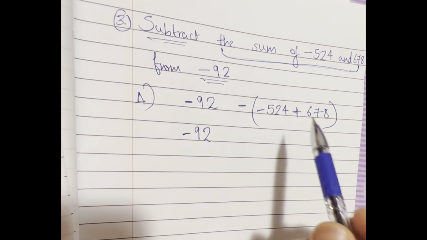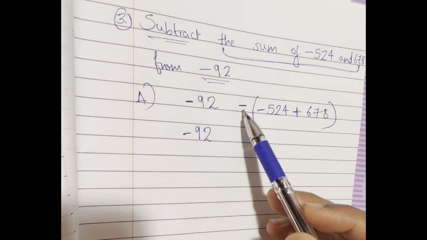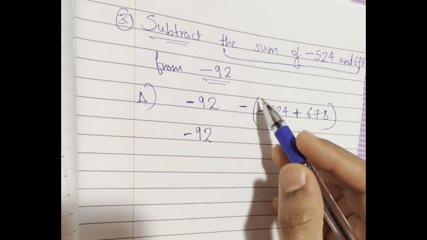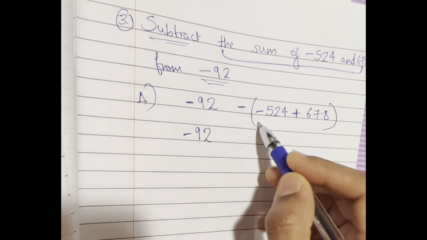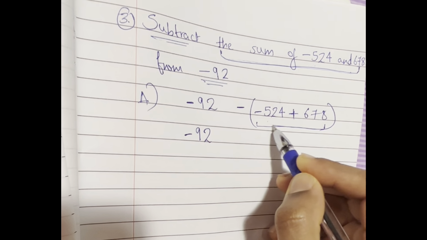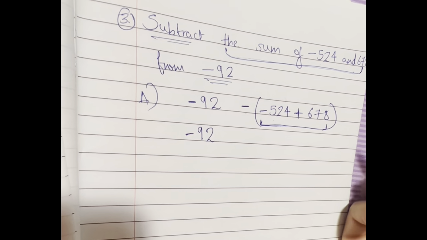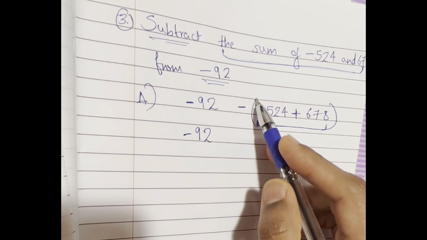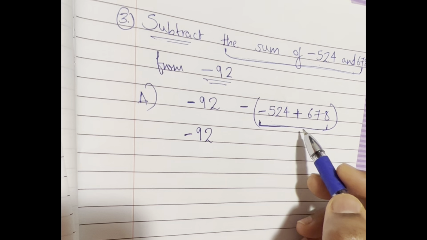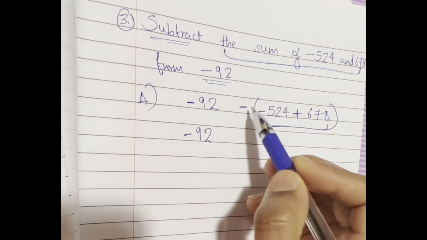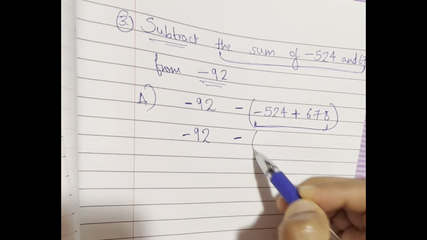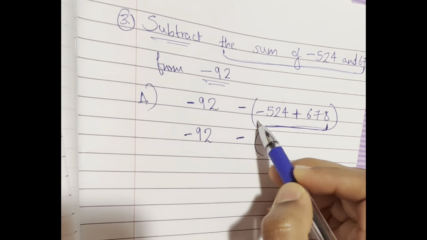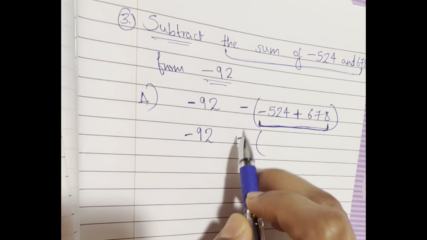How did we do previously in the last videos? This minus we're taking inside the bracket. Before that we have to see what comes inside the bracket. Inside the bracket there are two terms, so we have to solve this first, then only we can take the minus sign inside the bracket. So first and foremost, we see what comes inside the bracket and simplify that. So minus 92 we are writing as such, opening the bracket, simplifying this term.